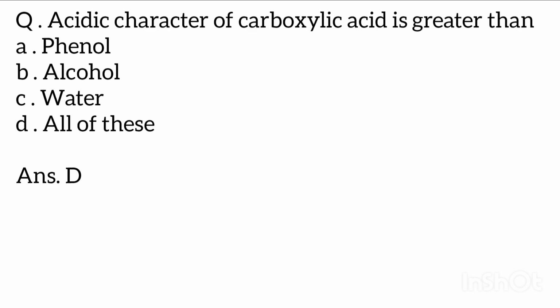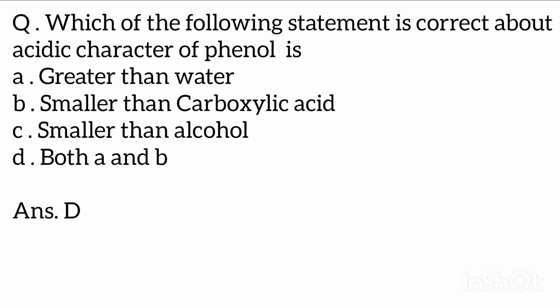Next question. Acidic character of carboxylic acid is greater than option A phenol, option B alcohol, option C water, option D all of these. So the answer of this question is option D, all of these. Next question. Which of the following statement is correct about acidic character of phenol? Option A, greater than water. Option B, smaller than carboxylic acid. Option C, smaller than alcohol. Option D, both A and B. So the answer of this question is option D, both A and B.